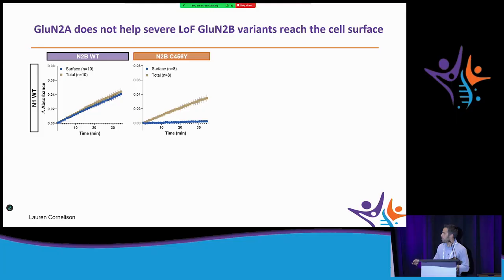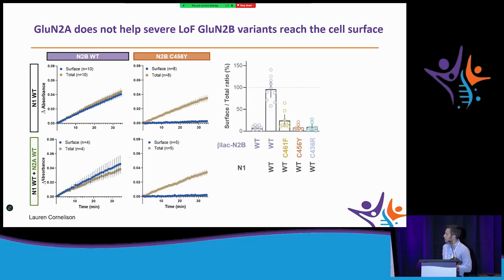This is the case without GLUN2A. We have total and surface, and so a good proportion of the receptors are at the surface when it's wild type GLUN2B. And here you see that the surface receptors are really low level for this loss of function variant. But GLUN2A doesn't seem to really have much effect on it.